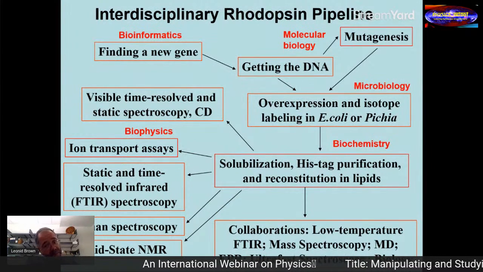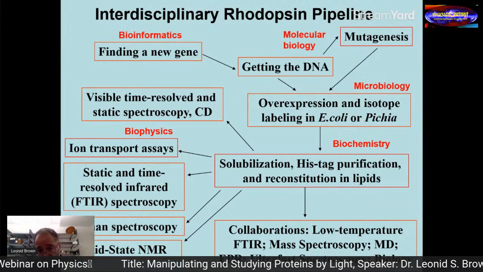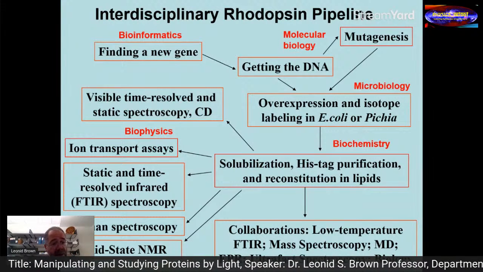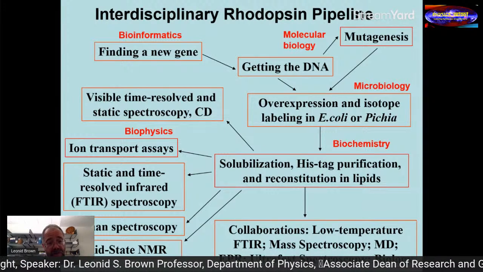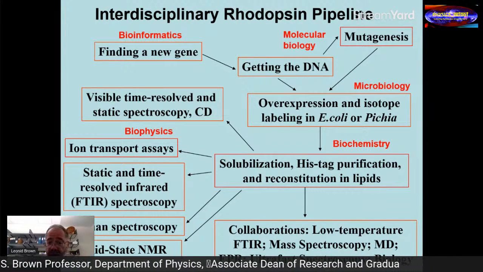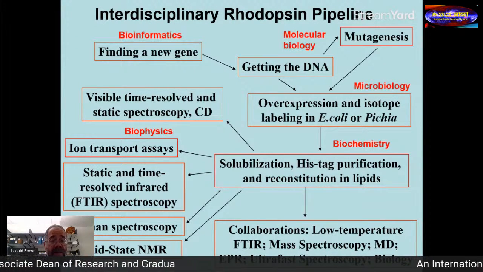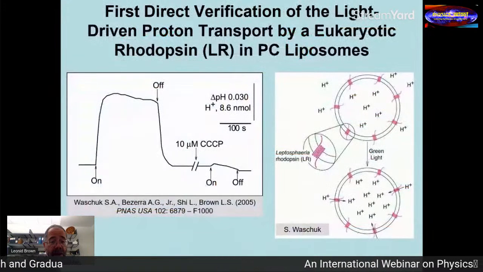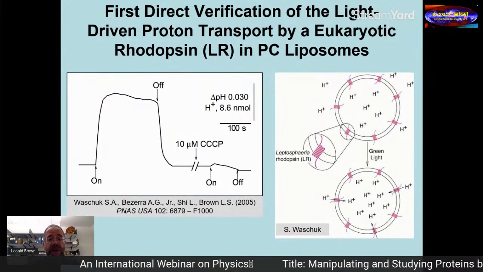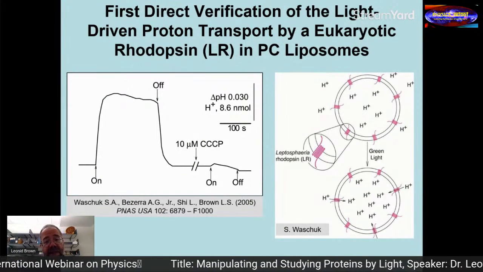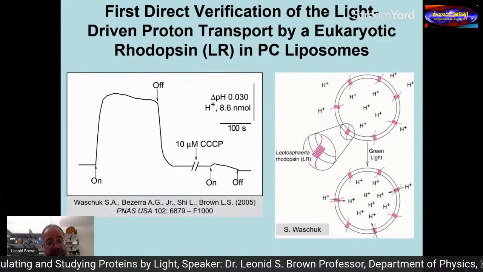Next, many of our proteins pump ions. They pump chloride or protons or sodium or other ions, and we use special assays to test whether they are pumps and what kind of ions they pump under illumination. Here is how we do it. We form so-called liposomes, which are enclosed lipid vesicles, and we insert our proteins into these vesicles.